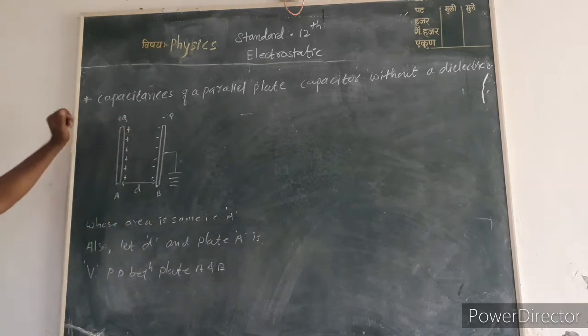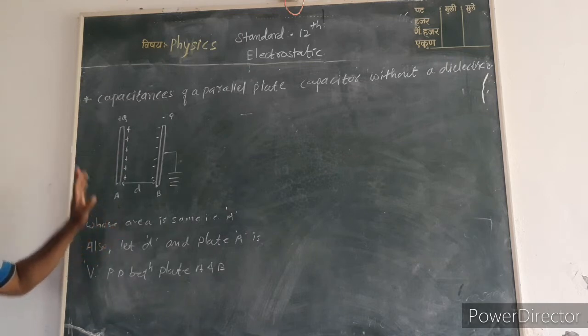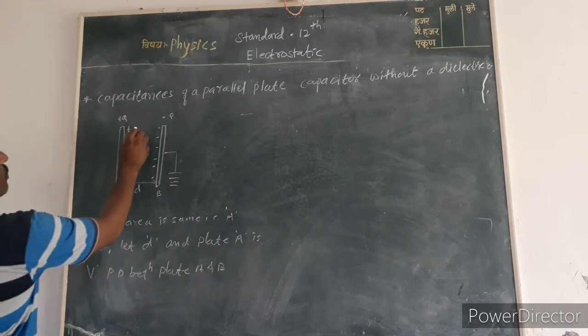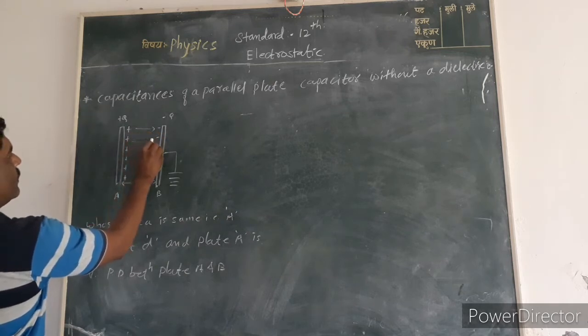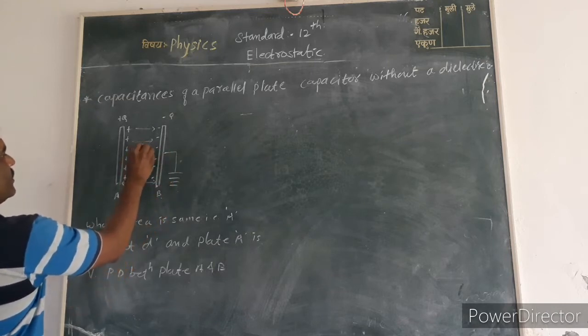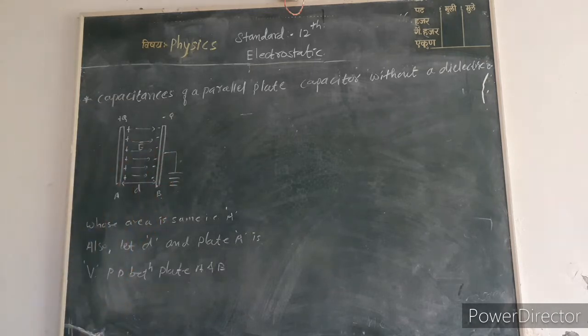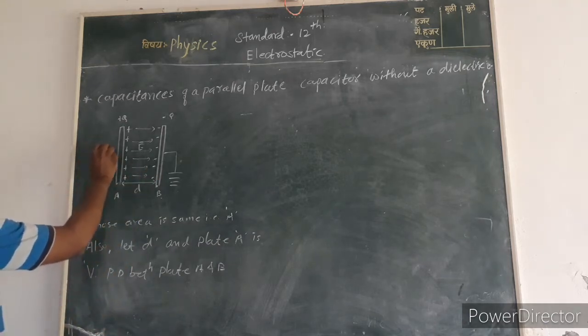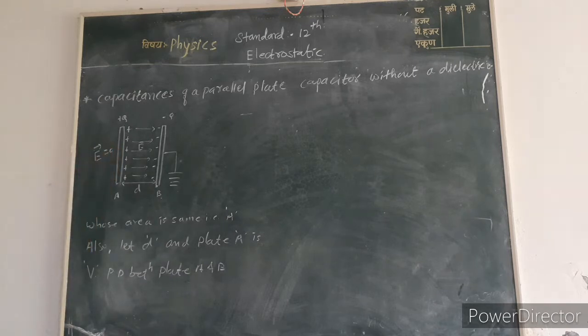Due to the insulation of plate A, this positive charge moves toward plate B, hence there is an electric field intensity inside between the plates. But outside, there is no electric intensity or no electric field. Outside the plates, E is equal to 0, or E bar is equal to 0.